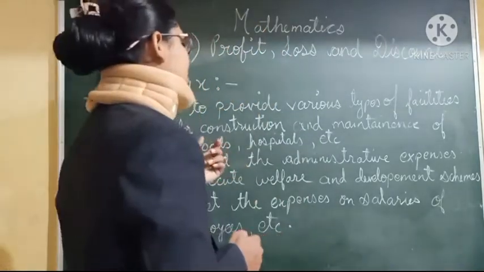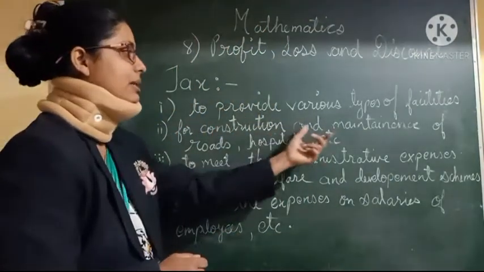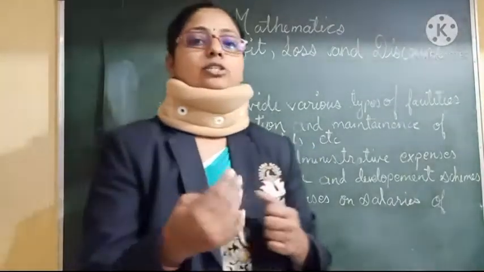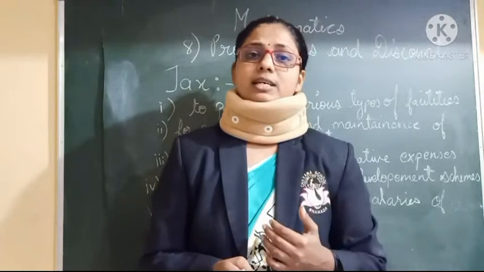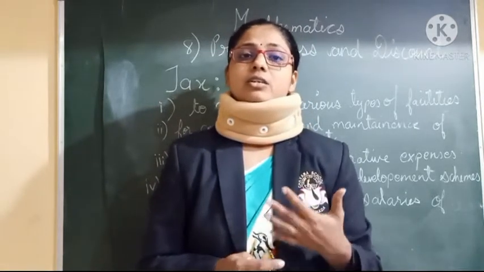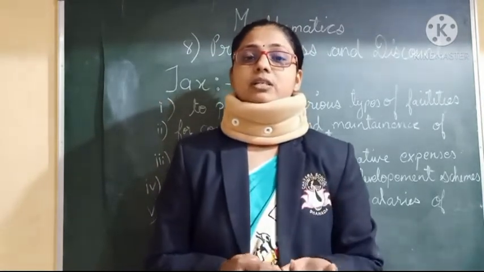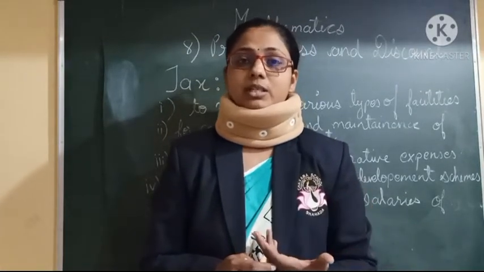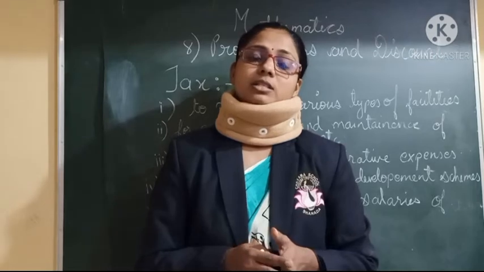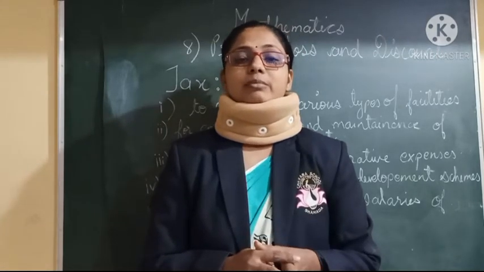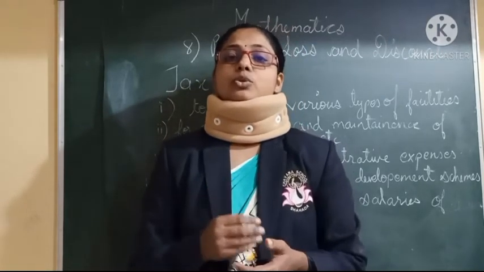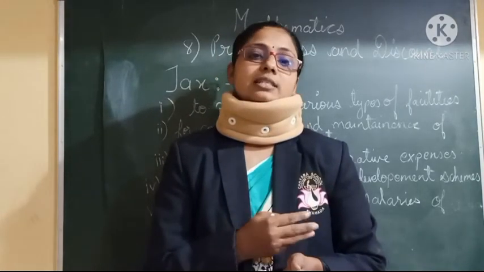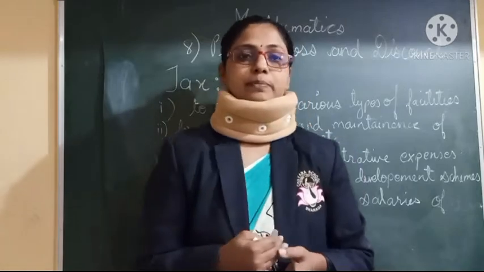So the second point is the construction and maintenance of roads, hospitals, etc. As I told you, there are government hospitals and different types of houses which are provided to very poor people. For building all such things, it is necessary. Sometimes there are government offices, so who is going to prepare all these things? Yes, so the government needs tax for this.